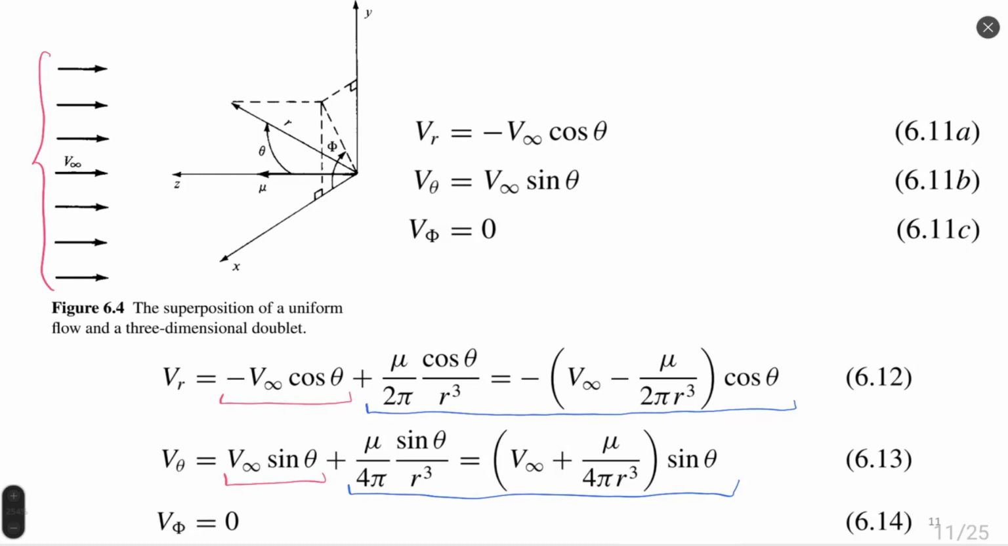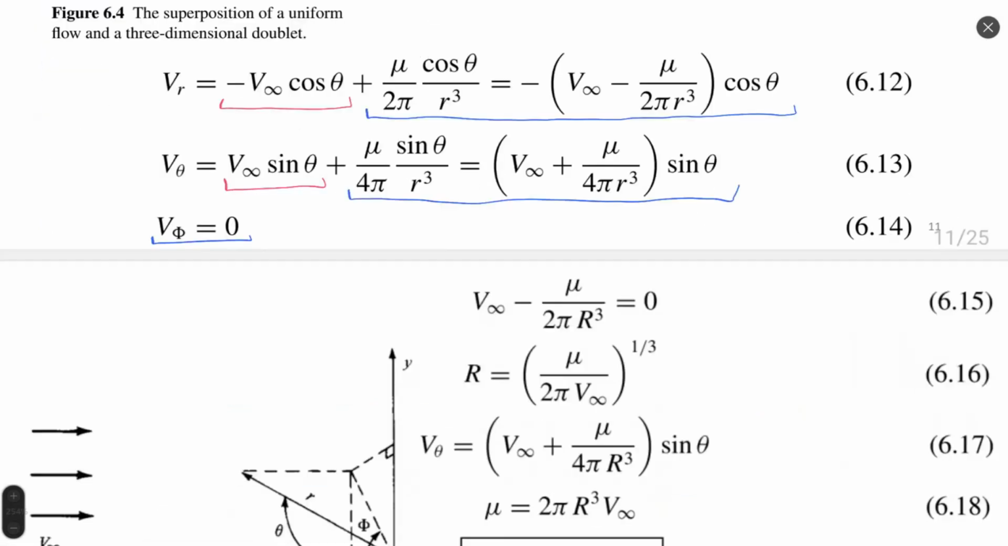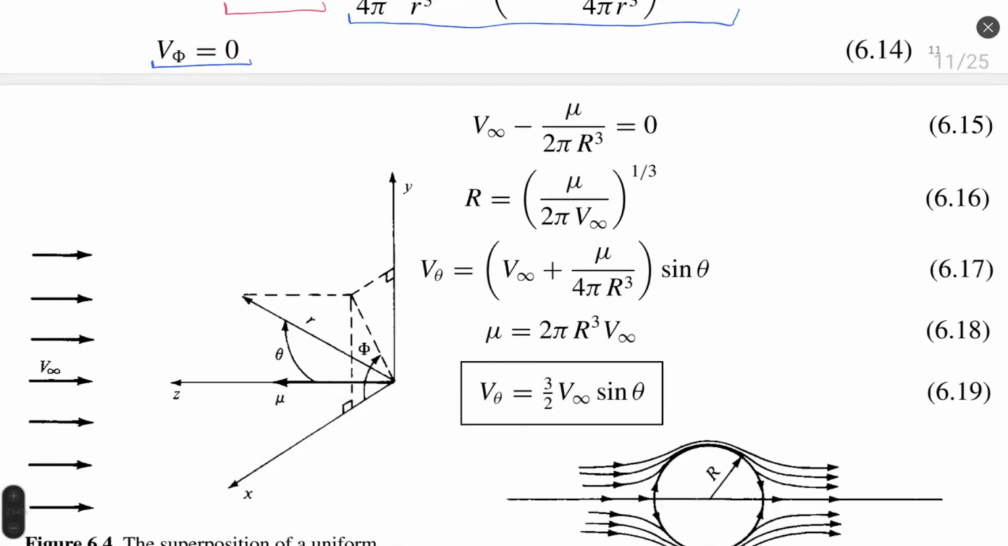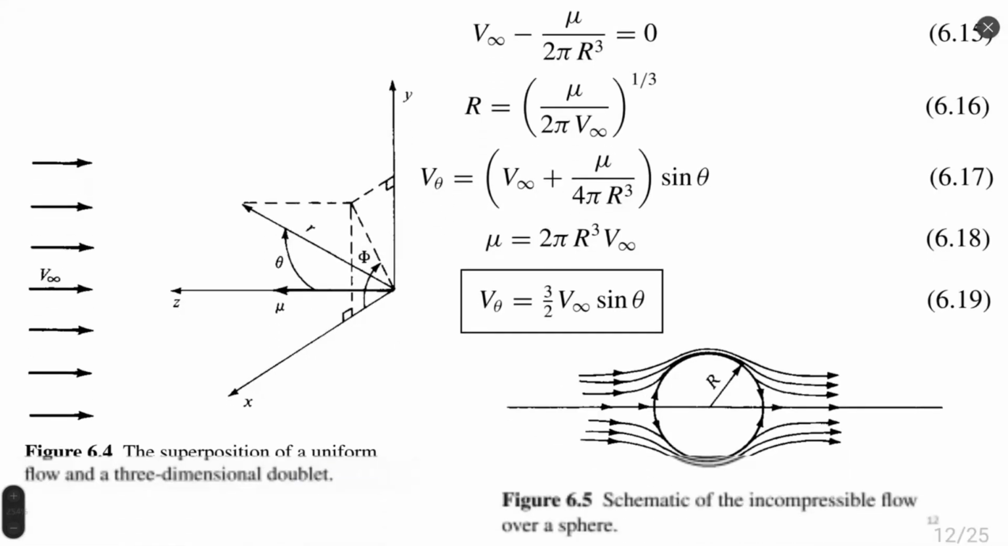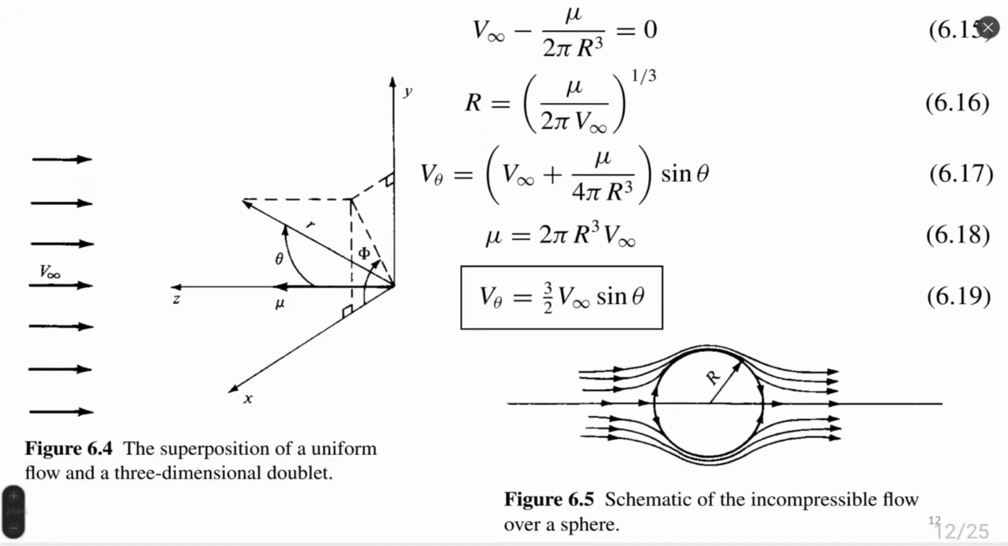As before, we have a zero component of velocity on the second angle. It's not influenced by either the infinite flow or the doublet flow. So we have velocity components. We analyze these distributions of velocity. As a result, we can see several equations.